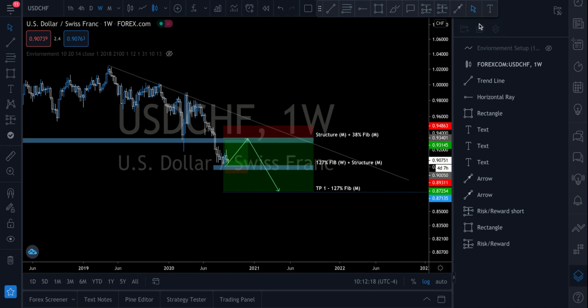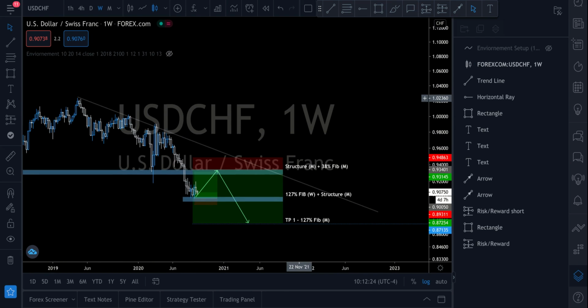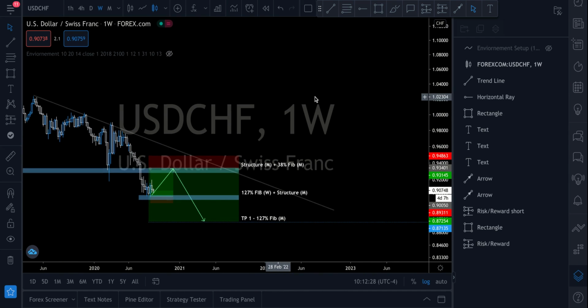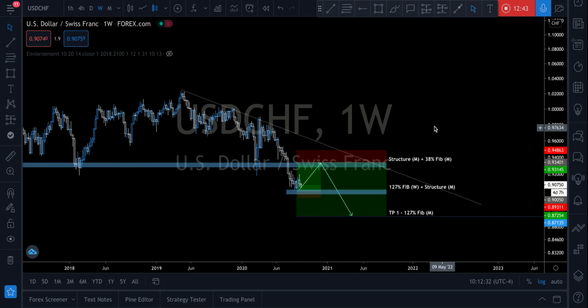But anyways, these are two ideas for USD Swiss franc. I am personally interested in selling this particular pair because it is in a bearish momentum cycle right now. So keep that in mind. Make sure your entry conditions are satisfied before trading, and as always, use proper risk.